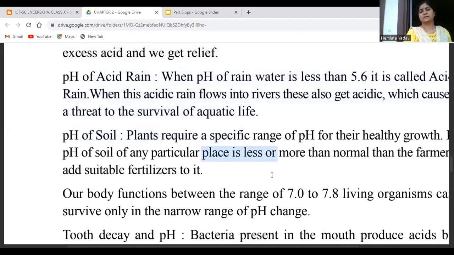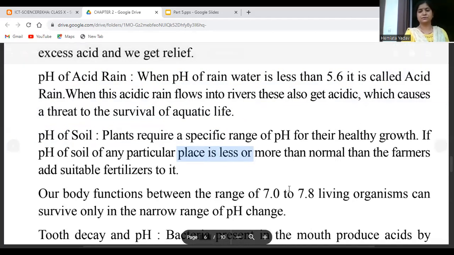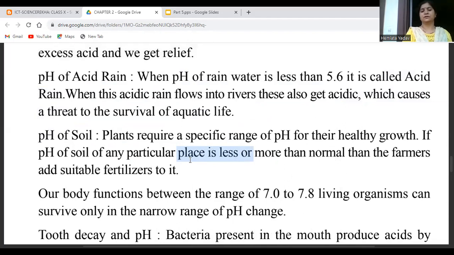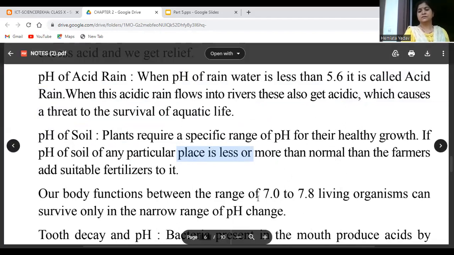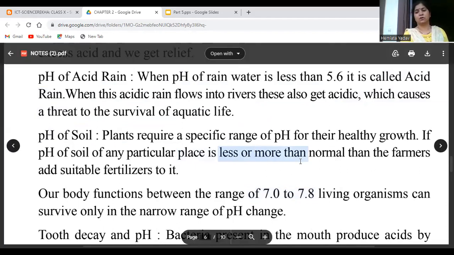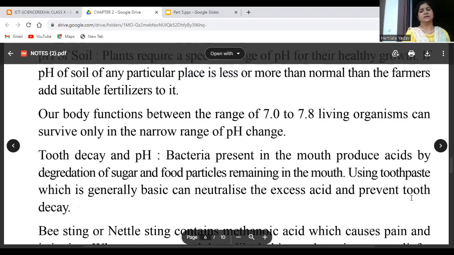Particular soil is normal for the farmer if it is near neutral, and the farmer has to check the neutrality of the soil. Like our body functions at a pH of 7.0 to 7.8, living organisms function in this neutral pH only. So if the pH of any soil is less or more than normal, then the farmer has to add suitable fertilizers to change the pH.